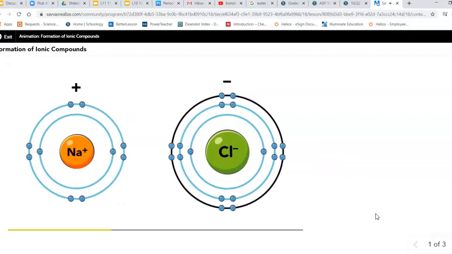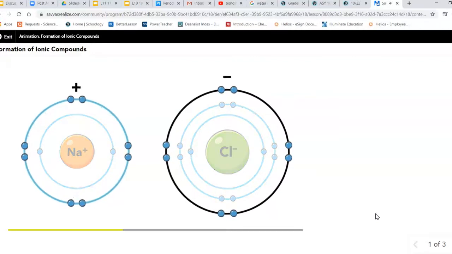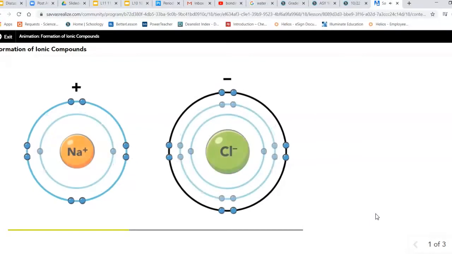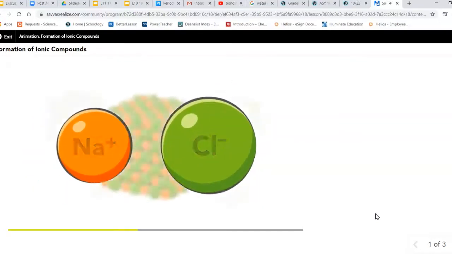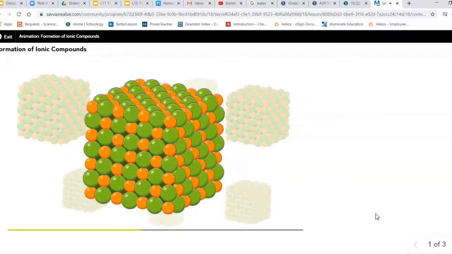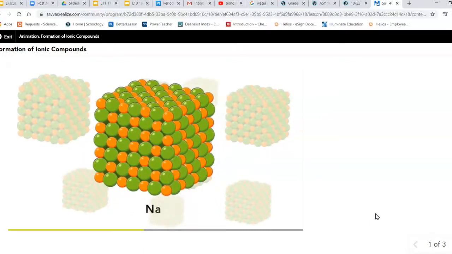The transfer of one electron from each sodium atom to a nearby chlorine atom produces equal numbers of positively and negatively charged ions, each with a filled, stable valence shell. The attraction of opposite charges holds the ions together, forming the compound sodium chloride. The formula NaCl indicates the 1-to-1 ratio between sodium and chloride ions.